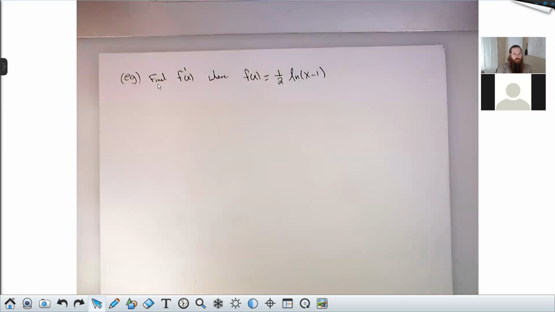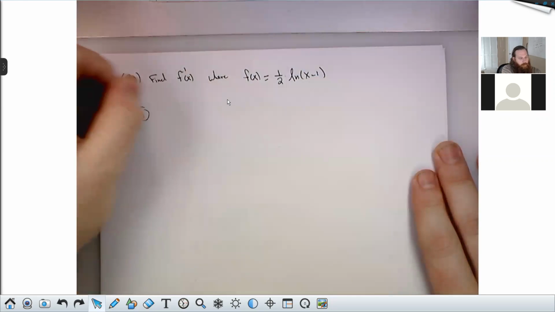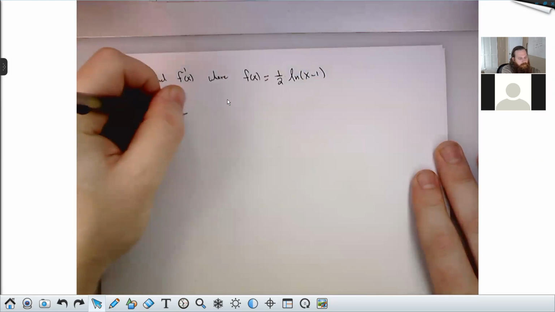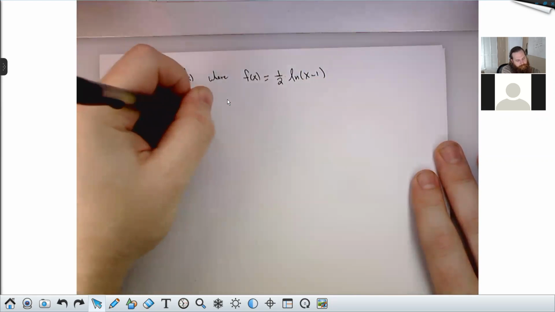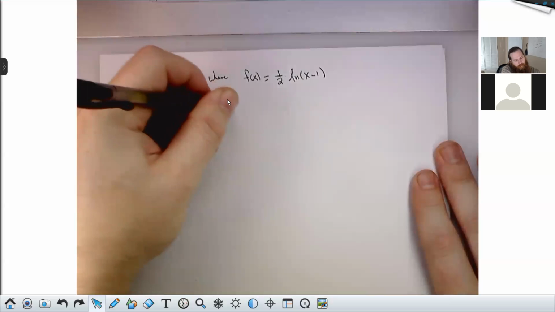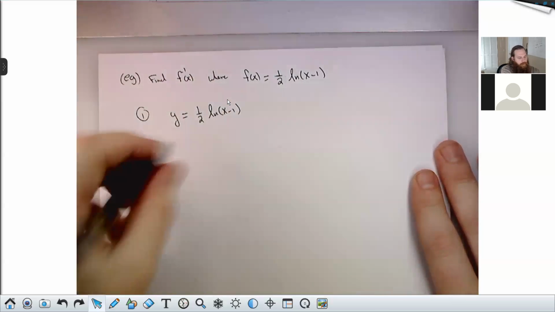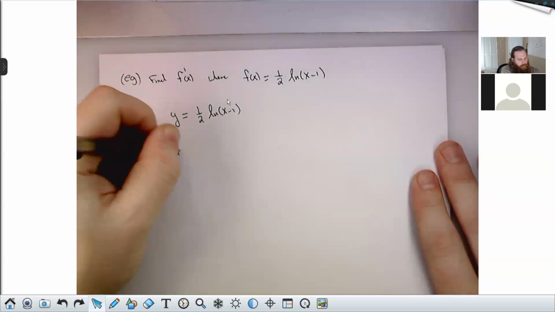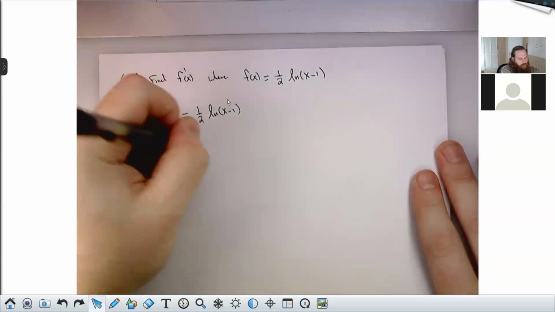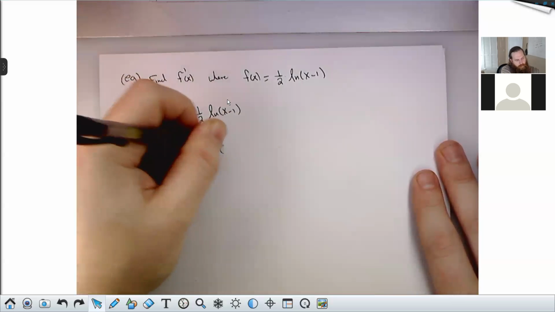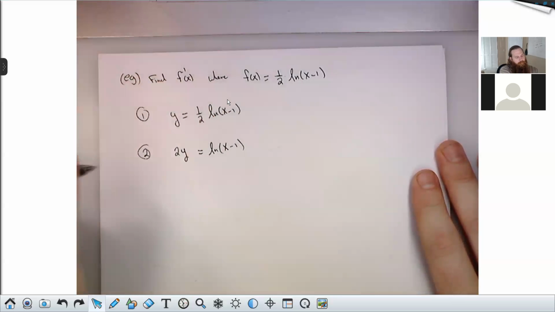So same sort of thing here. I want to find the inverse to this function. This function is some kind of logarithm, so I'm expecting the inverse to be some kind of exponential. My first step would be to write y for f of x. And then my second step is to solve for x. So here I'd multiply both sides by 2. I want to get the log alone. So I'll have 2y equals the natural log of x minus 1.